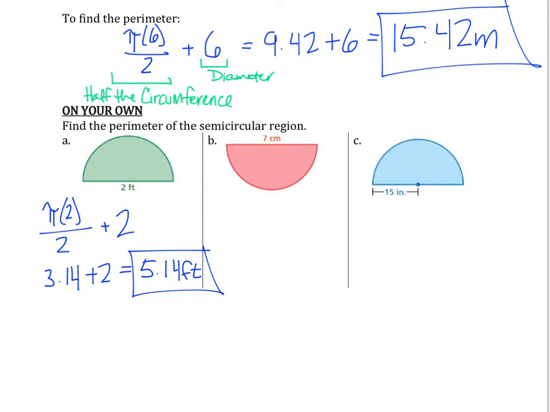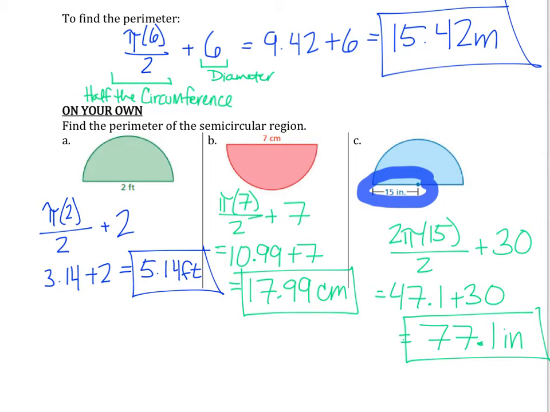So go ahead and try the next 2. Be careful for C. Make sure you realize what value is this 15 inches. Okay, so go ahead and pause the video, try these 2, and then hit play to check. Okay, for letter B, you should have gotten 17.99 centimeters, and even if those decimals are there, just leave them there, okay? That's why we're using that approximation of pi. And for C, you should have noticed that that was the radius, it wasn't the diameter. So whenever you go to add in that value to your perimeter, you should be actually adding in 30, not just 15. So your final answer should have been 77.1 inches.